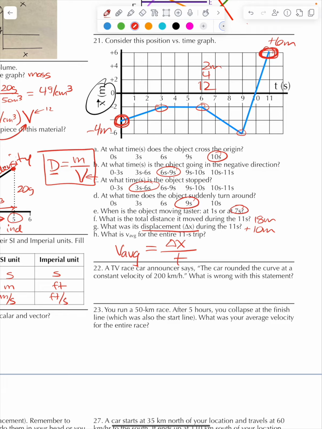Why that's important is because V average is your displacement, your change in position over time. It's not the total distance you traveled. We're not going to use 18 meters. We use your displacement. So it's going to be 10 meters, positive, it's implied, over 11 seconds. So that ends up being 0.91 meters per second.